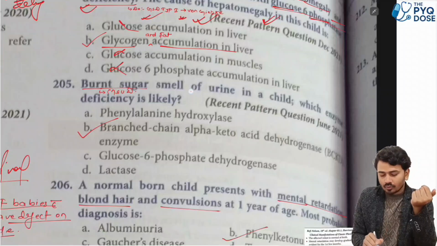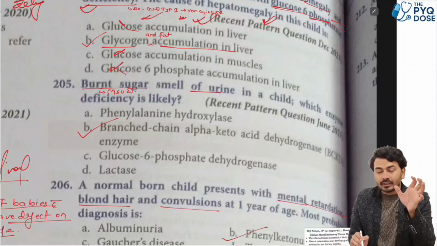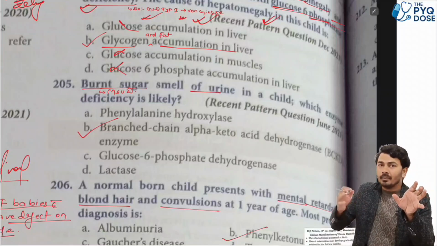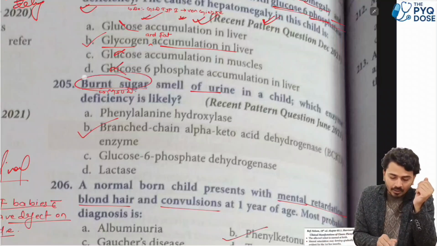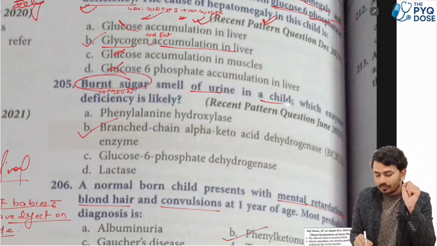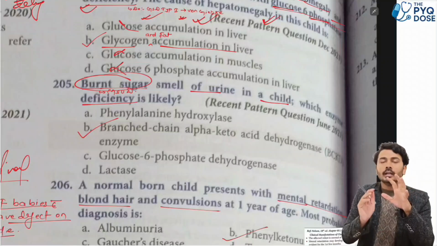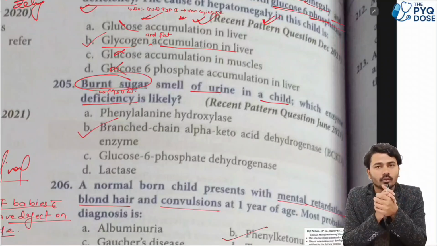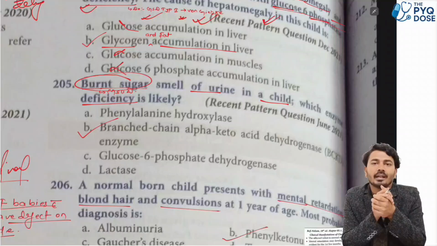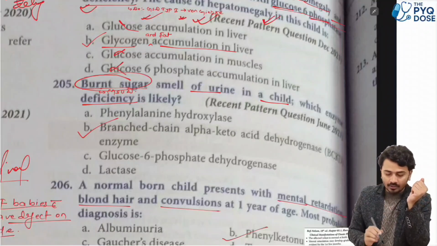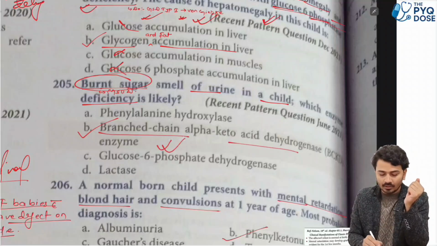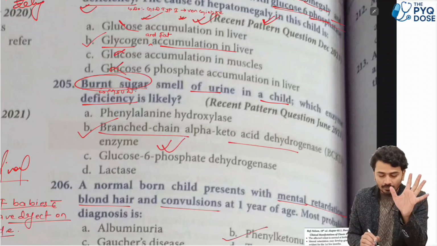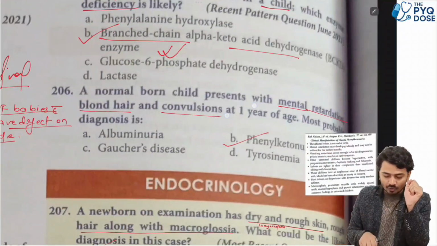Next, burnt sugar smell. Alkaptonuria we had studied, urine turning black on long standing or exposure to air. Now they are asking the burnt sugar smell of urine in a child, which enzyme deficiency. Look, burnt sugar, first make the diagnosis. Burnt sugar smell is the characteristic of maple syrup urine disease, MSUD. It will be due to deficiency of the branched chain alpha ketoacid dehydrogenase enzyme.